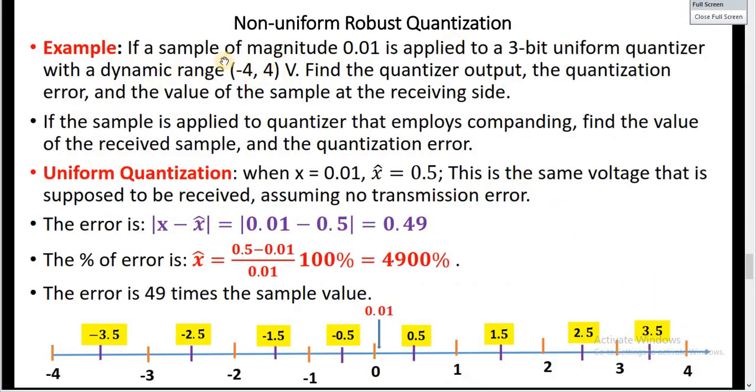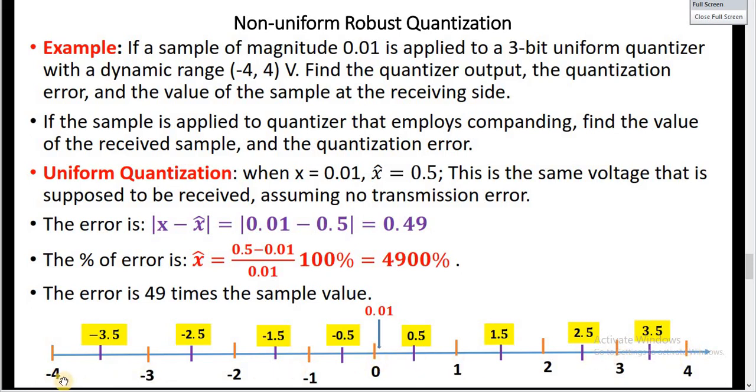Let us take this example. A sample of magnitude 0.01 is applied to a 3-bit uniform quantizer with a dynamic range between -4 and 4. Find the quantizer output, the quantization error, and the value of the sample at the receiving site. So we have a sample value 0.01 applied to a uniform quantizer. This is the uniform quantizer. This is the 8-level uniform quantizer.